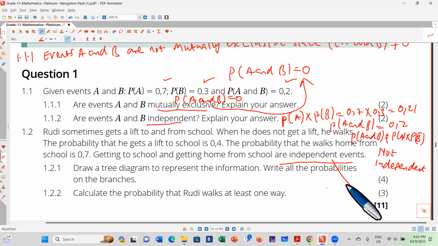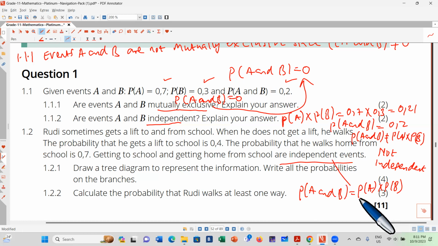Independent events means that the probability of A and B is equal to the probability of A times the probability of B. Like that.